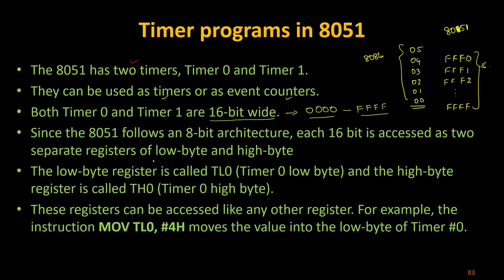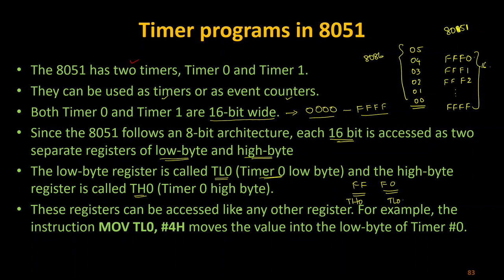Since 8051 follows an 8-bit architecture, the 16-bit timer is converted into two separate registers, called the lower byte and the higher byte. If it is timer 0, the lower byte register is called TL0 and the higher byte register is called TH0. If you give the value FFF0, FF is moved into the higher byte TH0 and F0 is moved into the lower byte TL0, because each can hold only 8 bits. But the timer is 16 bits, so we need two different independent registers for counting 16-bit values.